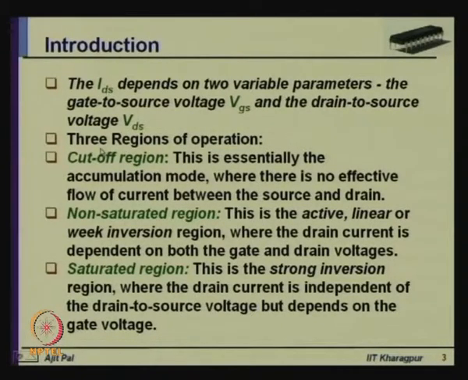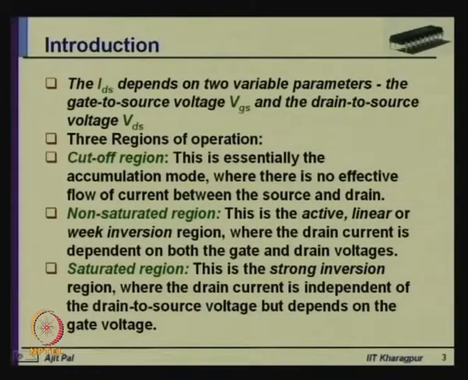And as I have already mentioned, there are three regions of operation: the cutoff region, and this is represented by the accumulation mode, where there is no effective flow of current between the source and drain. We have already seen that in this mode, the gate voltage is less than the threshold voltage, and there is no channel formation. So, there is no inversion layer, and no channel through which current can flow. So, in this particular region, there is no effective flow of current between the source and drain. Here I am saying effective flow.